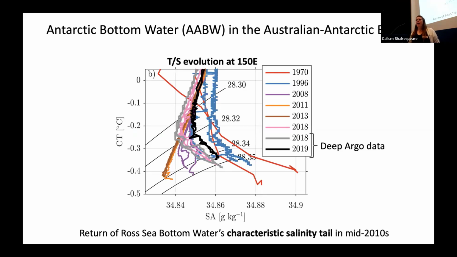And Alessandro Silvano did a paper looking at some of the drivers of that rebound and found that it was anomalous large-scale climate modes that changed the winds on the shelf, that changed the sea ice distribution on the shelf, which then drove stronger polynyas and more brine rejection and more salinity. So that signal propagated all the way through.